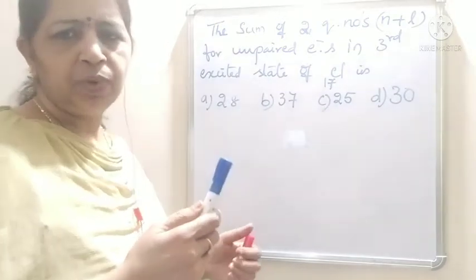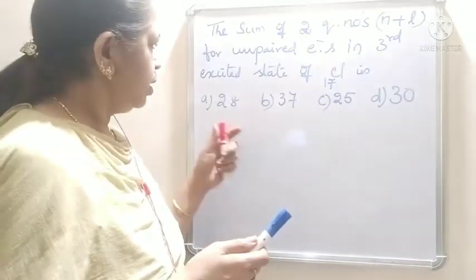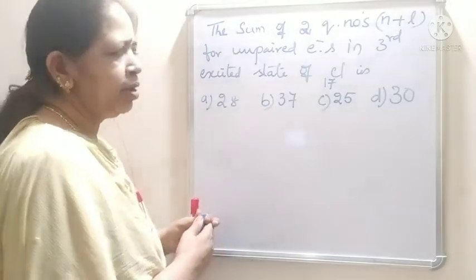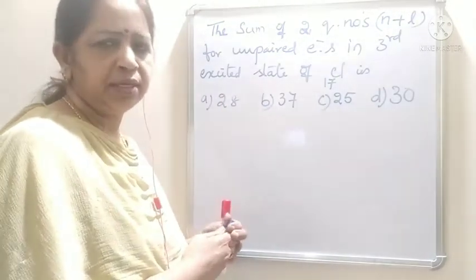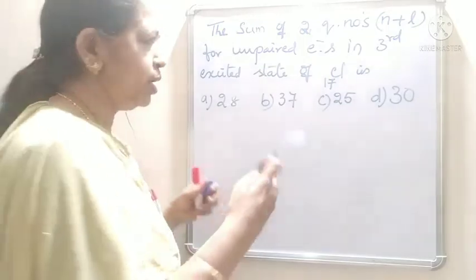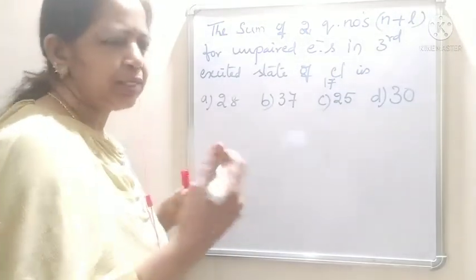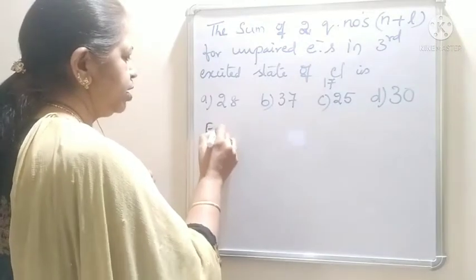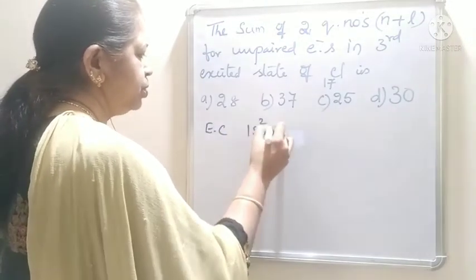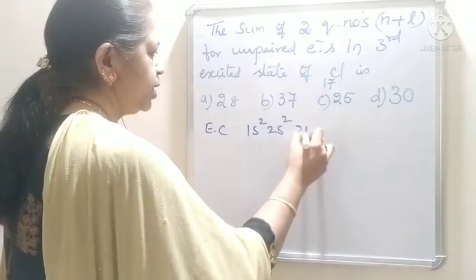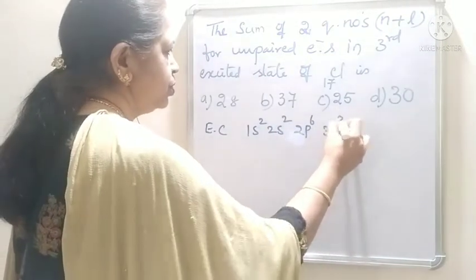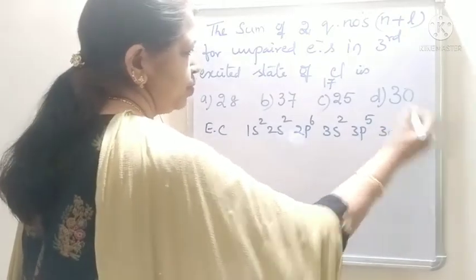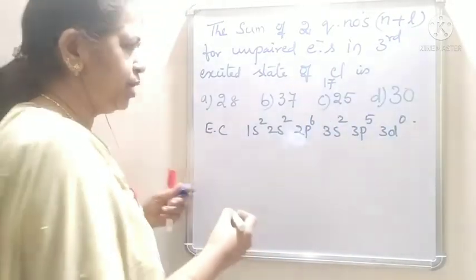The atomic number of chlorine is 17, and what is the answer for this question? We have to see the electronic configuration and, for the third excited state, write the number of electrons present in each and every orbital. Chlorine's electronic configuration is 1s2, 2s2, 2p6, 3s2, 3p5 and 3d0. No electrons in the d orbital.